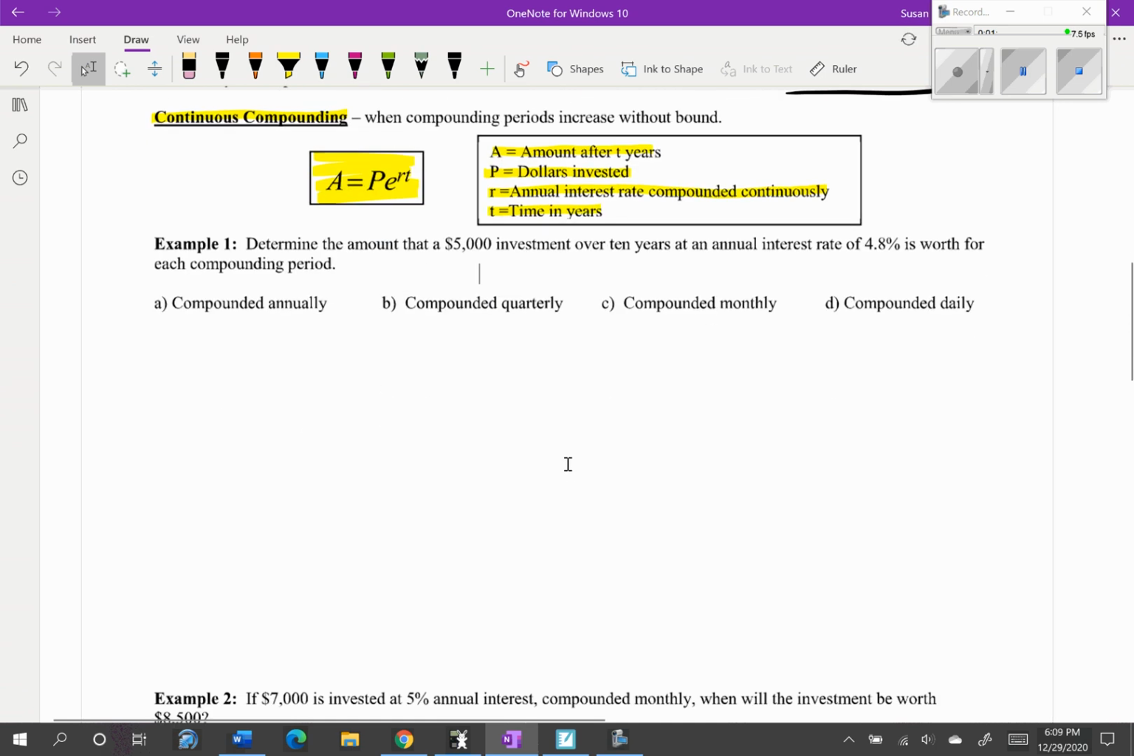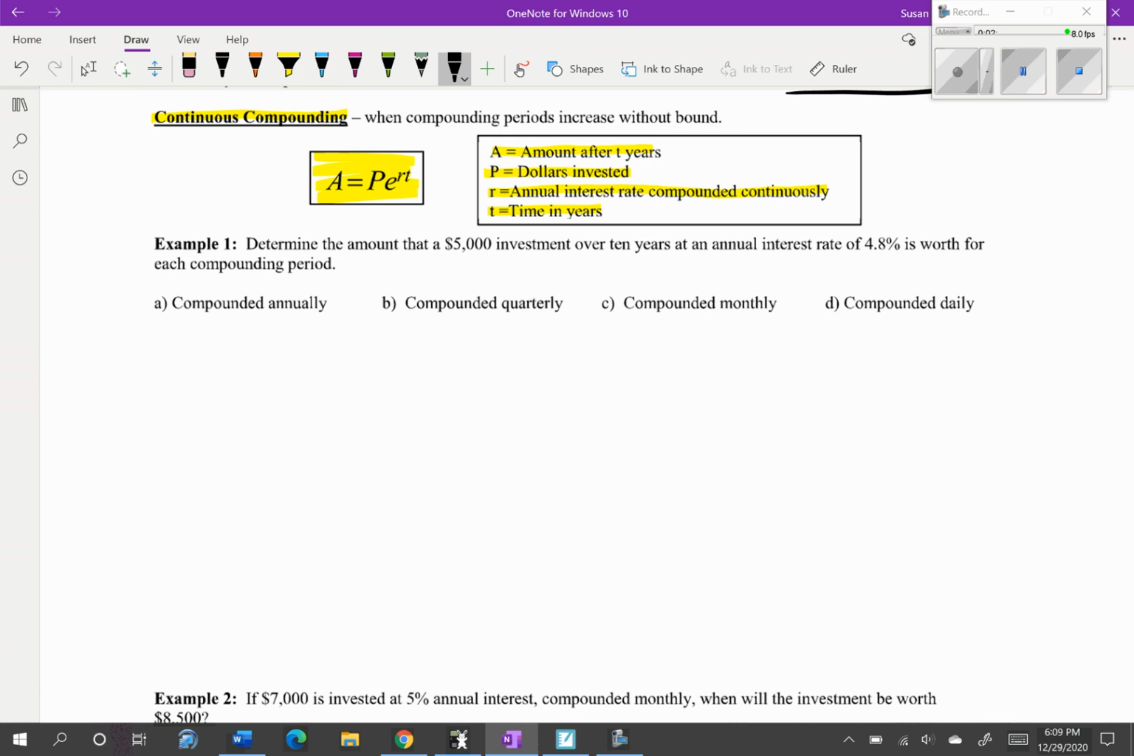So for the first example, it says determine the amount that a $5,000 investment over 10 years at an annual interest rate of 4.8% is worth for each compounding period. So go ahead and pause the video and do this on your own. When you're done, you can unpause and check your work.